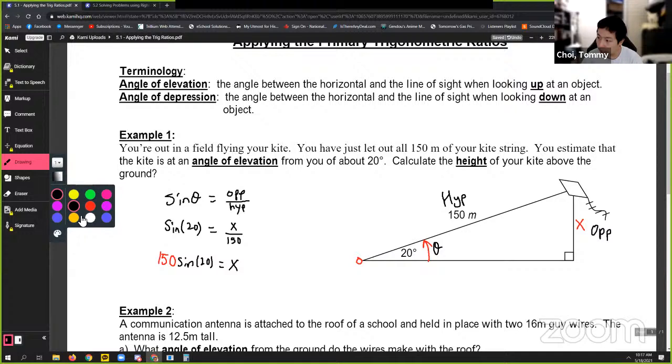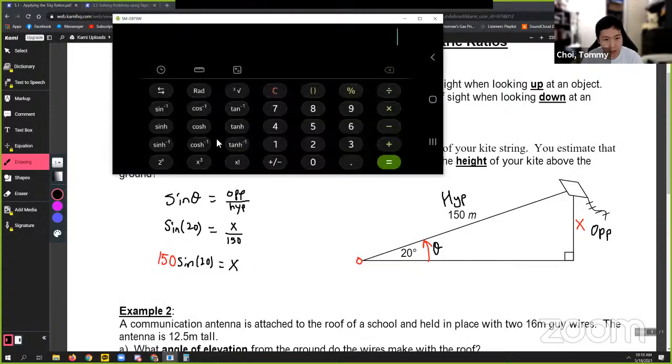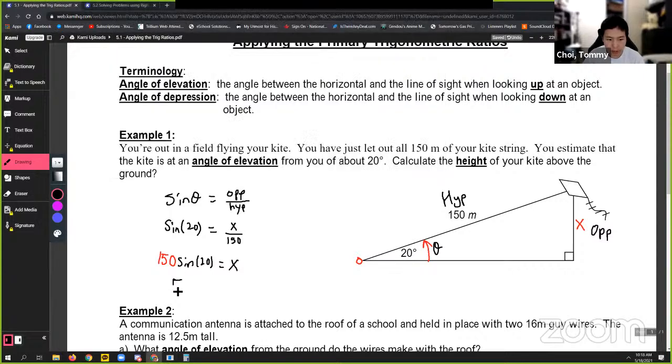And once again, same idea here. Make sure you get the same answer as I do on your calculator. So on an Android phone, once again, we're going to do 150 sine 20. So we're not using sine inverse this time. We're just using regular sine. So 150 times sine 20 gives me 51.3. And we have the units, which is meters.